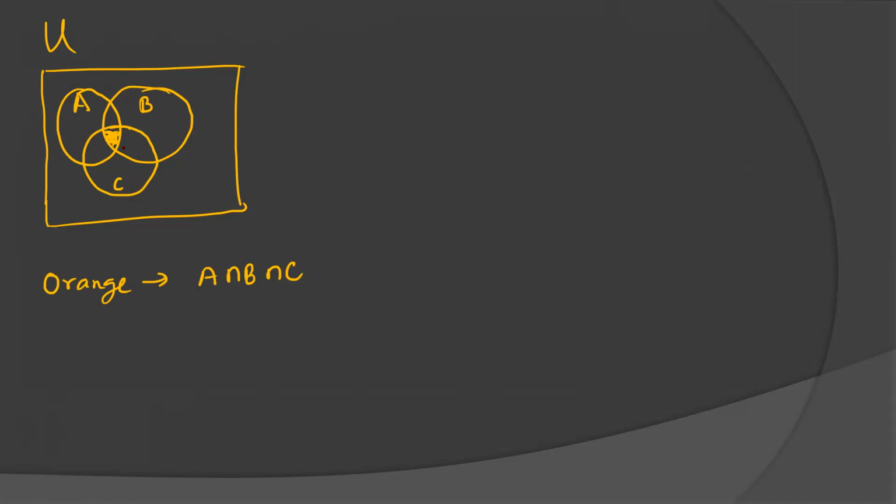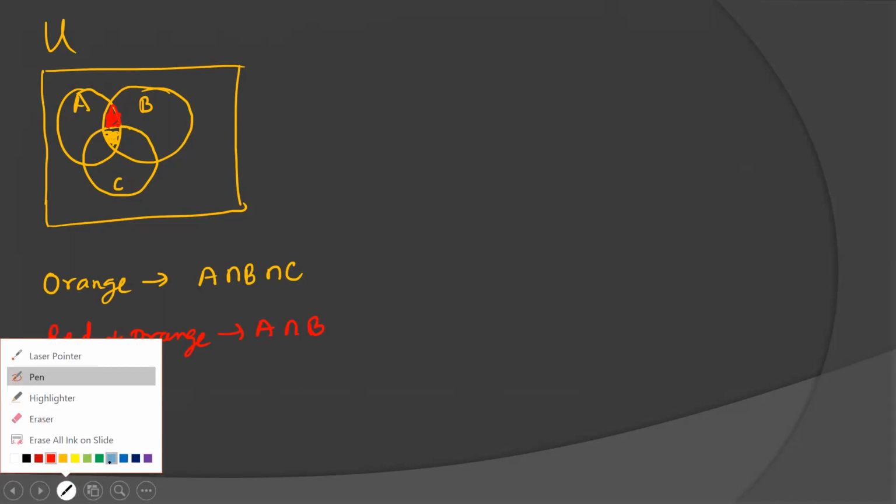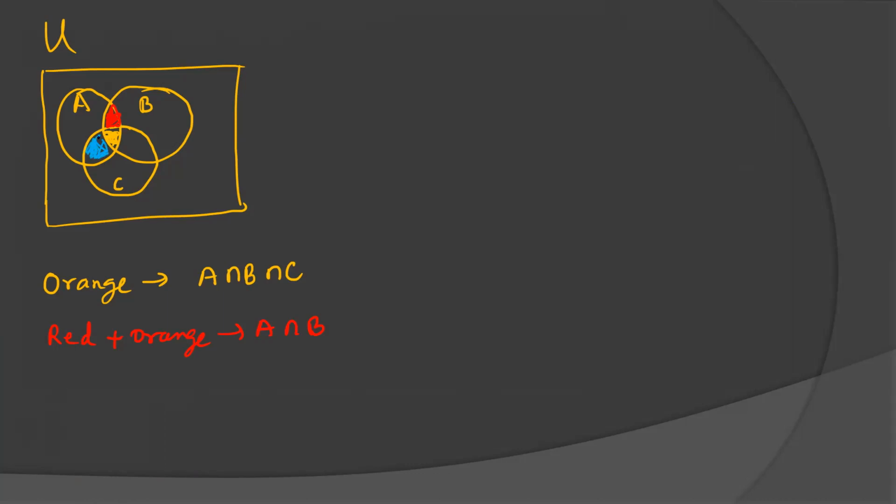But if you add some red here, then red plus orange is representing here A intersection B. If you add here blue, suppose this is your blue, then blue plus orange is representing here A intersection C. If you add one more color here, suppose this is your purple color, then purple plus orange color is representing here B intersection C. So this is ultimately the Venn diagram parts here.